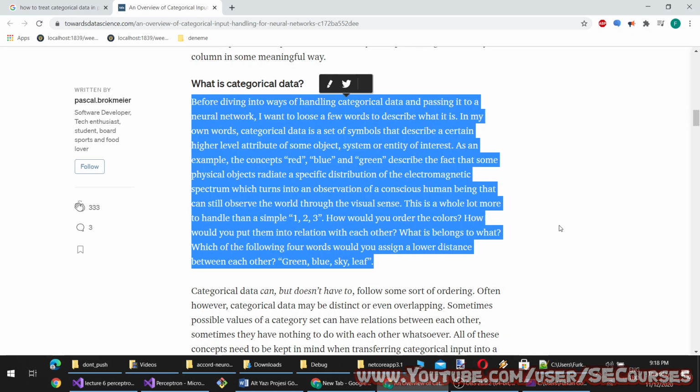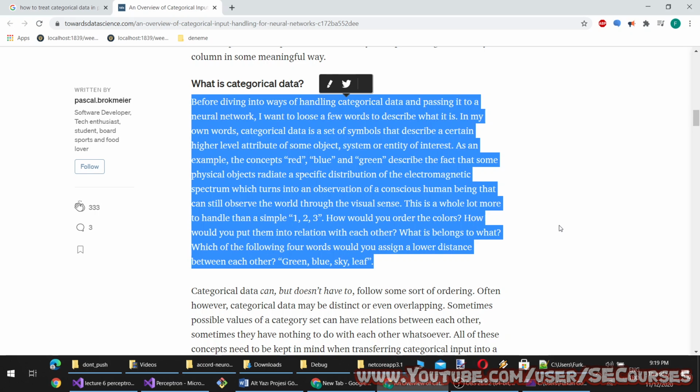In my own words, categorical data is a set of symbols that describe a certain higher-level attribute of some object, system or entity of interest. As an example, the concepts red, blue, and green describe the fact that some physical objects radiate a specific distribution of the electromagnetic spectrum, which turns into an observation of a conscious human being that can still observe the world through the visual sense. This is a whole lot more to handle than a simple 1, 2, 3.